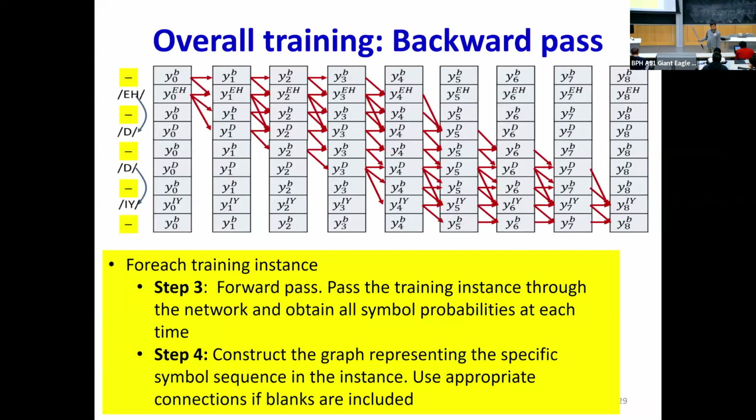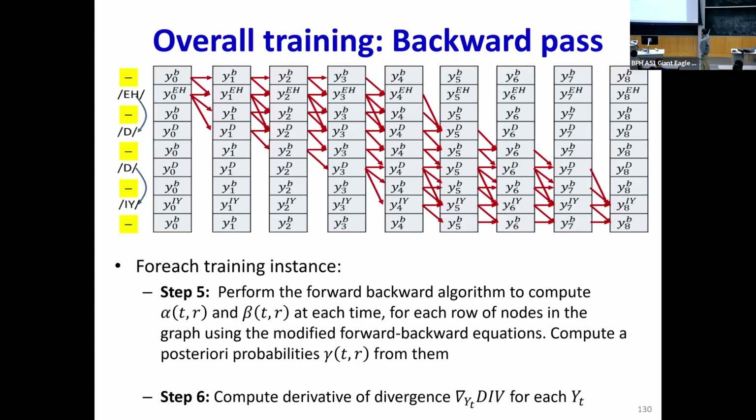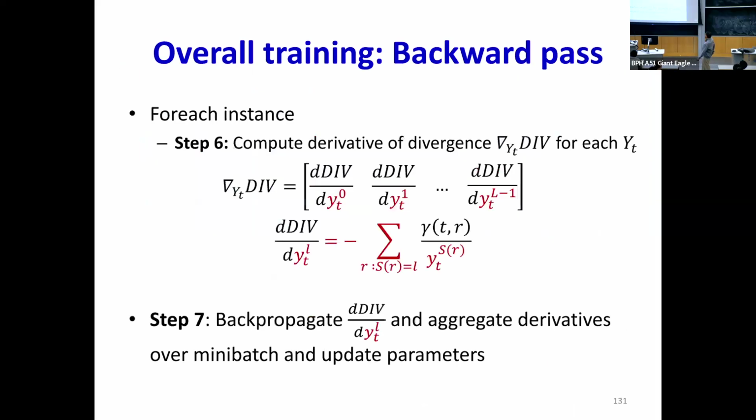Now note that the graph actually includes blanks. And then you can perform a forward pass through the graph and compute the alphas for all the nodes in the graph. Do the backward pass, compute the betas for all the nodes in the graph. And then from the alphas and betas, you can compute the gammas just by multiplying alphas and betas and then normalizing down the column. And once you've done that, you can compute the derivatives of the divergence with respect to the y's at each time. All the same rules apply, just the same as before.